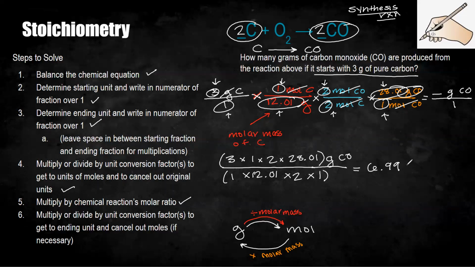6.99 grams of carbon monoxide, which we're just going to round up to 7 grams of carbon monoxide are formed from the reaction with starting material of 3 grams of pure carbon.